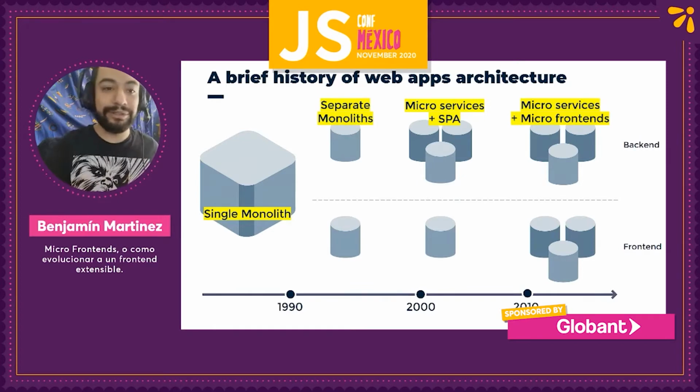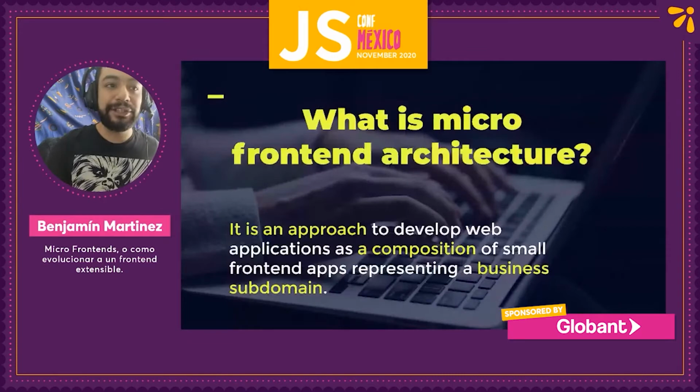Then we need to make a big jump to 2020, because this started only a couple of years ago. But in 2020, we said, why, instead of having just one package for the front end, don't we separate it into small packages? And from there, we have this question: as microservices had their evolution, let's do it in the front end.